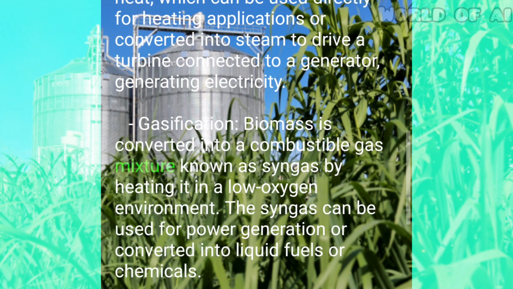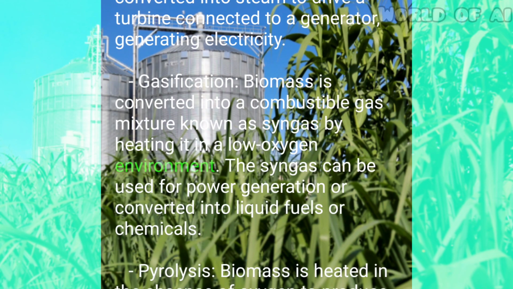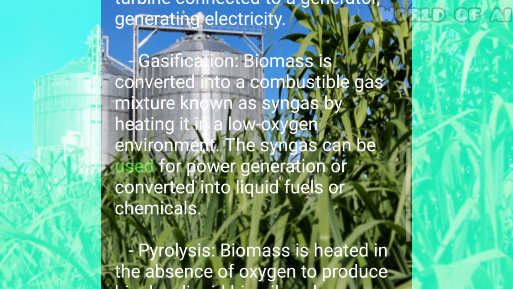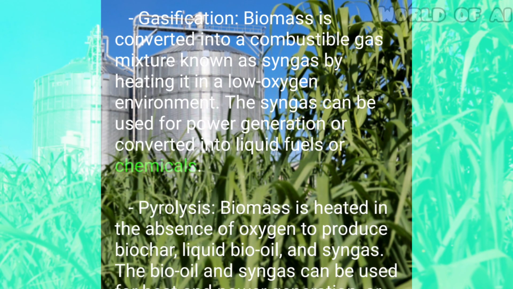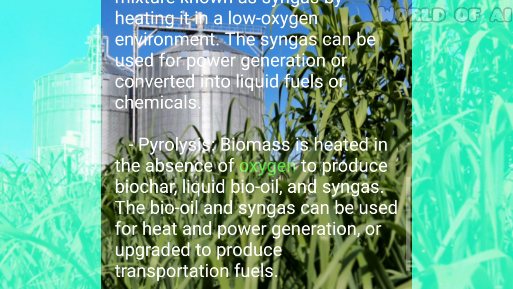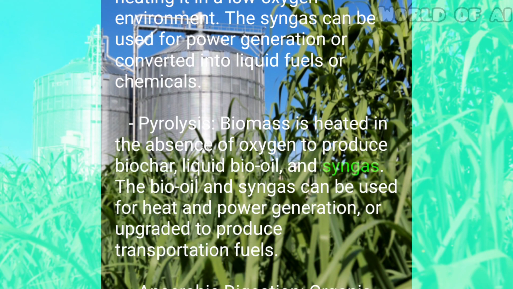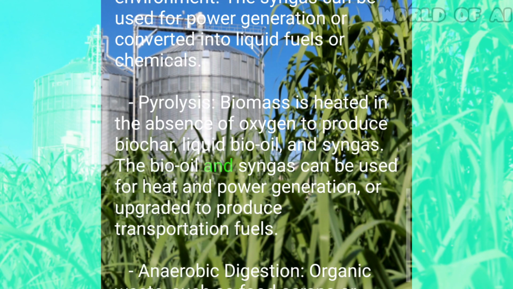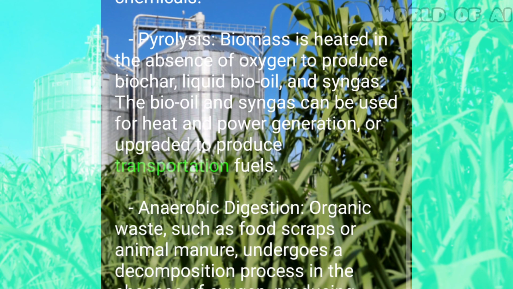Gasification: biomass is converted into a combustible gas mixture known as syngas by heating it in a low oxygen environment. The syngas can be used for power generation or converted into liquid fuels or chemicals. Pyrolysis: biomass is heated in the absence of oxygen to produce biochar, liquid bio-oil, and syngas. The bio-oil and syngas can be used for heat and power generation, or upgraded to produce transportation fuels.